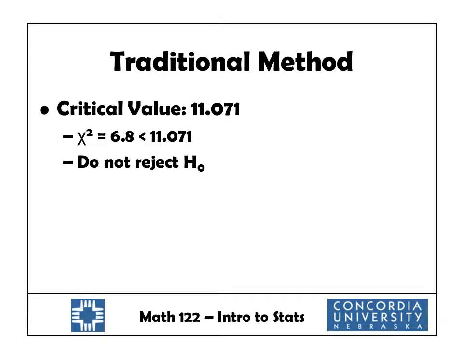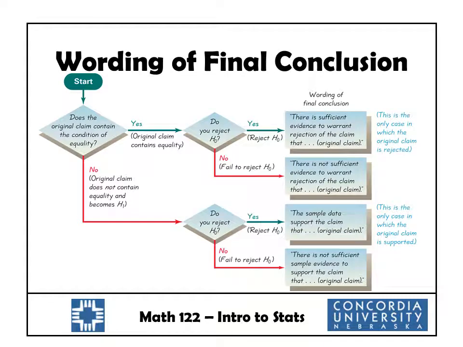Now this looks kind of the opposite of the p-value method. If we have a small p-value, then we reject the null hypothesis. In this case we have a small test statistic, so we do not reject the null hypothesis. Again, it seems kind of opposite, but in a minute we'll talk about how the p-value method is related to this traditional method. Okay. So now we word the final conclusion the same way.